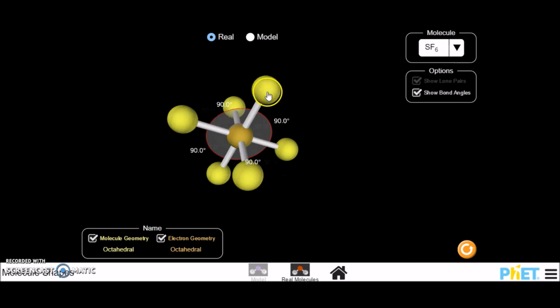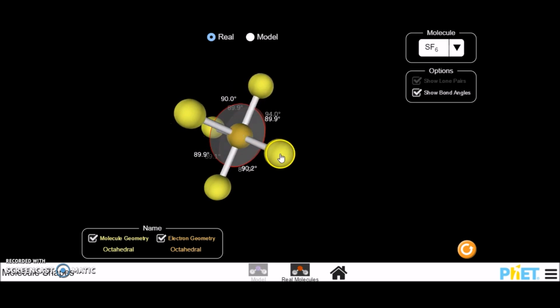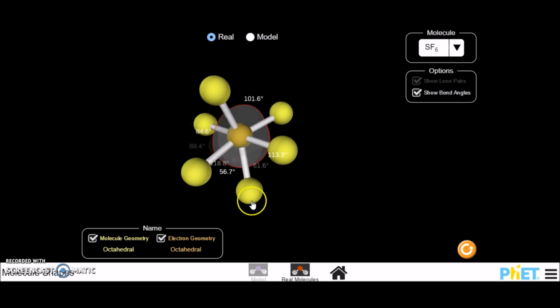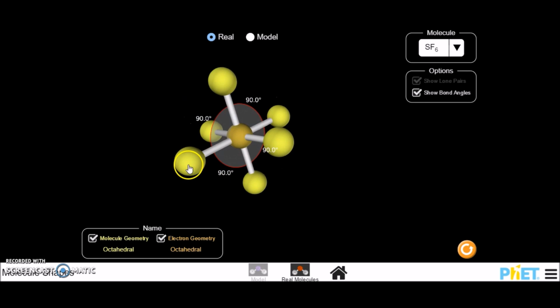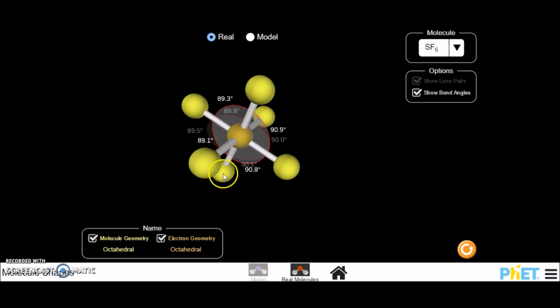And then our last one, SF6, this is octahedral. We can see, if I just flatten that out for you, we've got our square, our pyramid base there, and then the top and the bottom, and our bond angles in this one, no matter where we move it around, are 90 degrees.